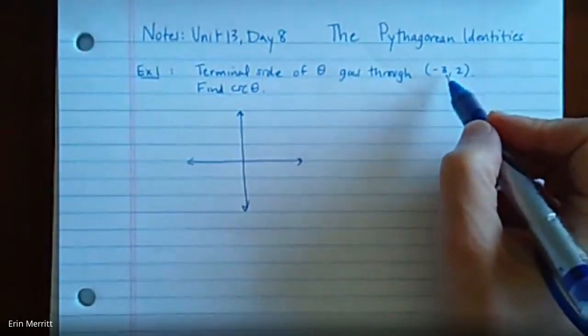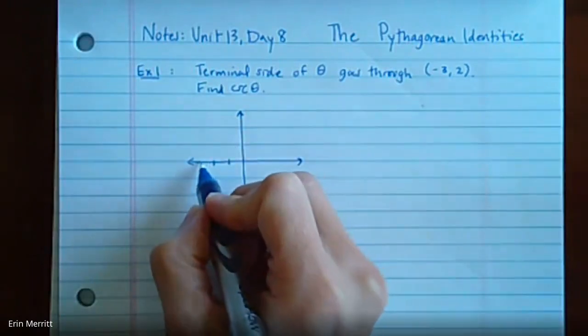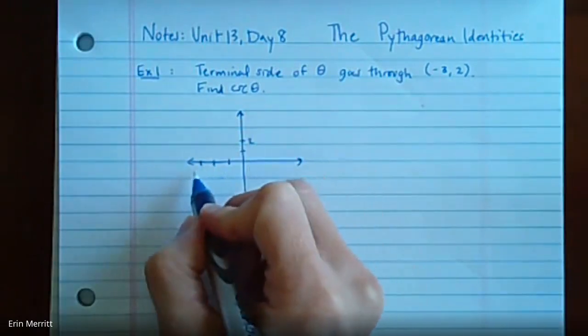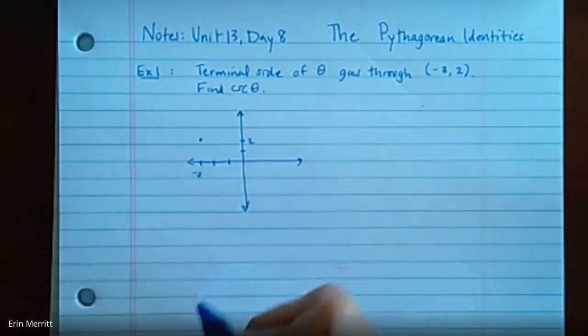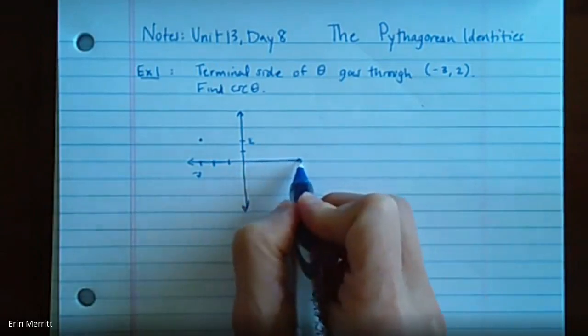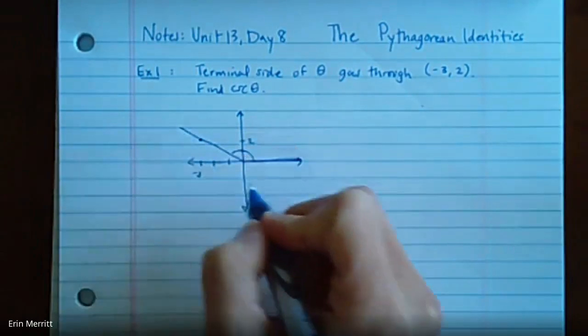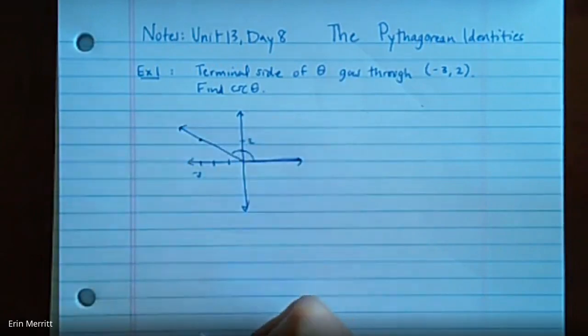And then we've got the point -3, 2 that the terminal side goes through. So think, all right, here's -3, up 2. That's the point that the angle has to rotate and go through. So any angle in standard position would start here on the x-axis and then would rotate open so that it goes through that point. That's the angle that we're talking about.